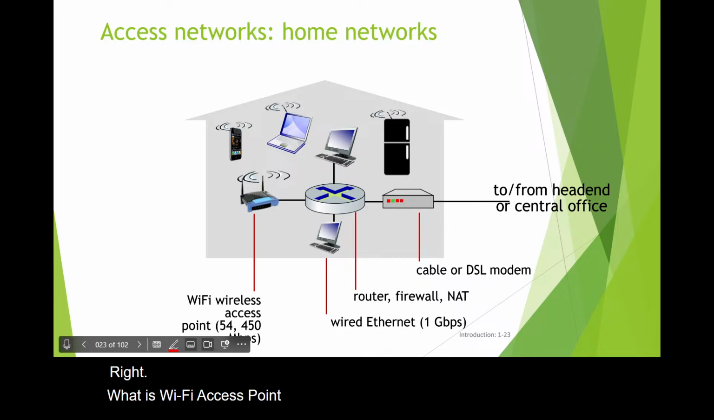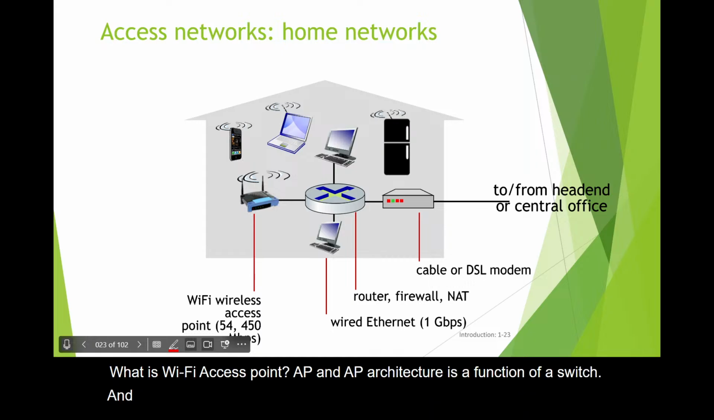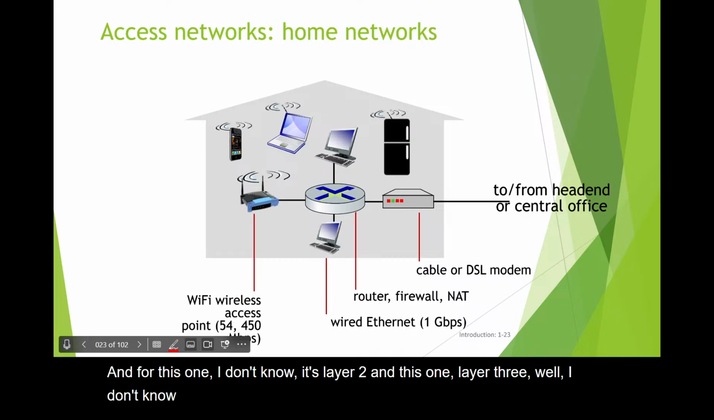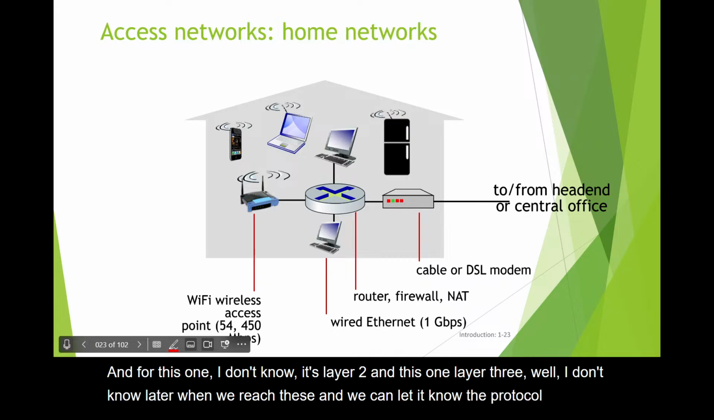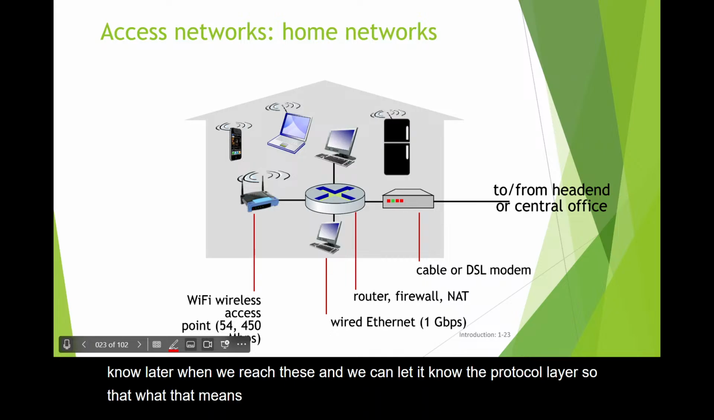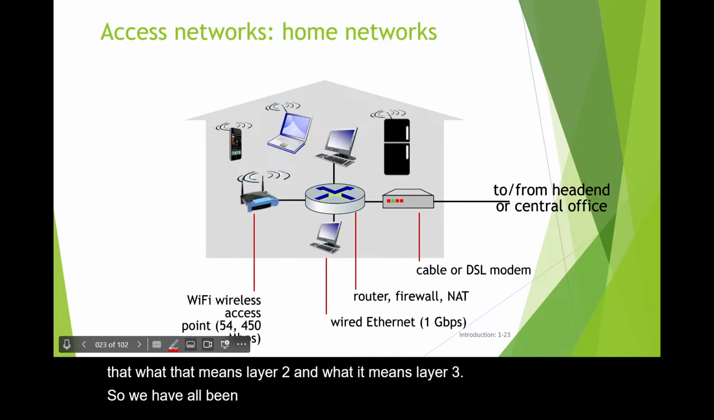And the AP is actually a function of the switch. For this one, it's layer 2 and this one is layer 3. Later when we reach the protocol layers, we can let you know what layer 2 and layer 3 mean. Well, so we have all this, the possible components within your home.